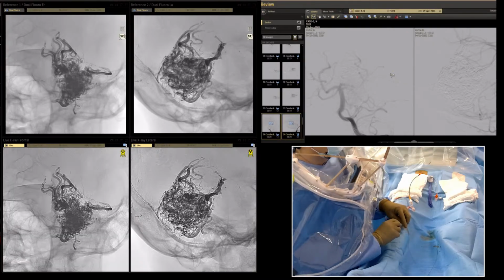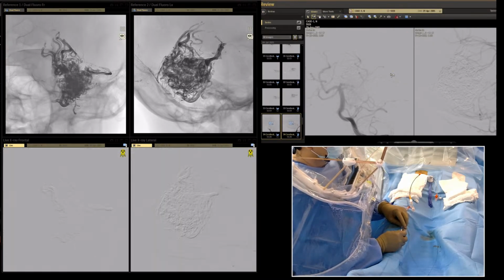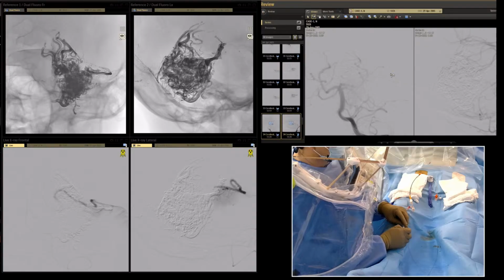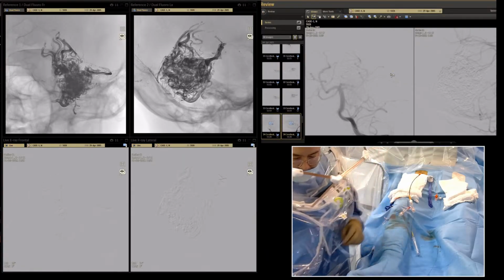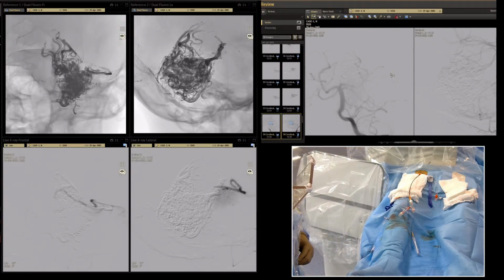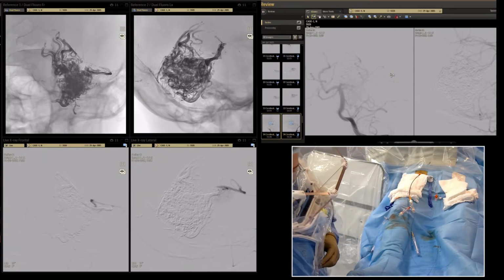Okay, let's do microcatheter injection. Oh, that's okay. It's weak. Okay, let's place some AP on the lateral.